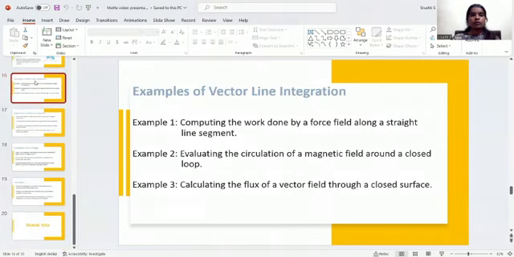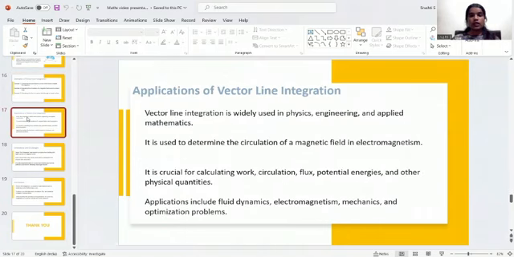Examples of vector line integration. Example 1, computing the work done by a force field along a straight line segment. Example 2, evaluating the circulation of a magnetic field around a closed loop. Example 3, calculating the flux of a vector field through a closed surface.